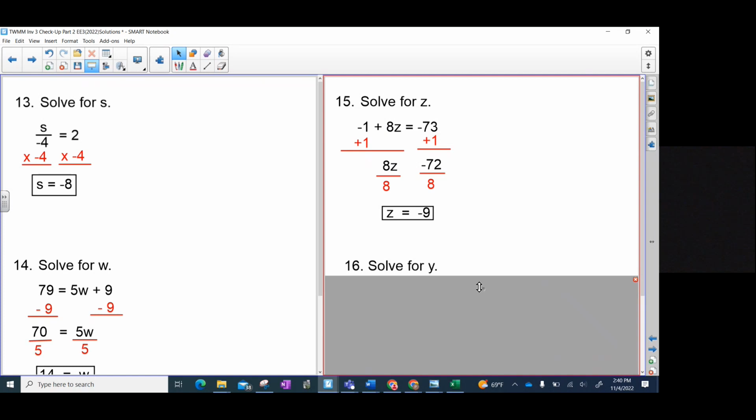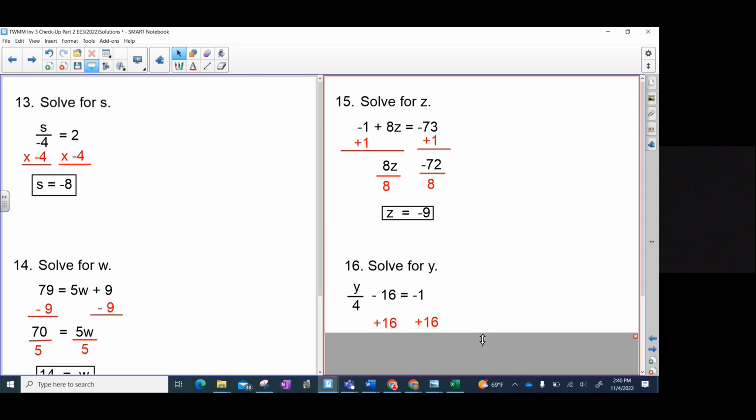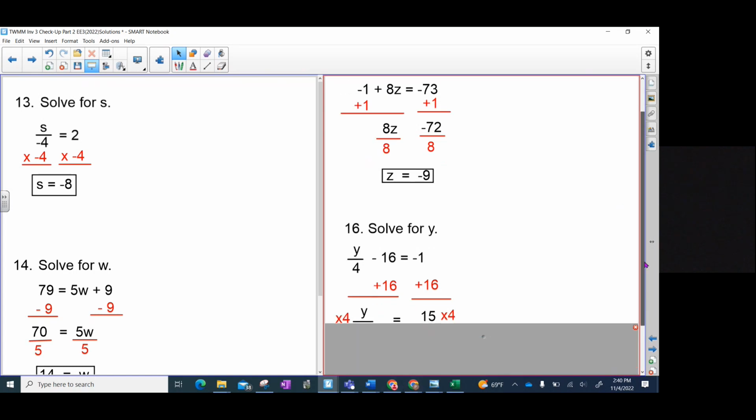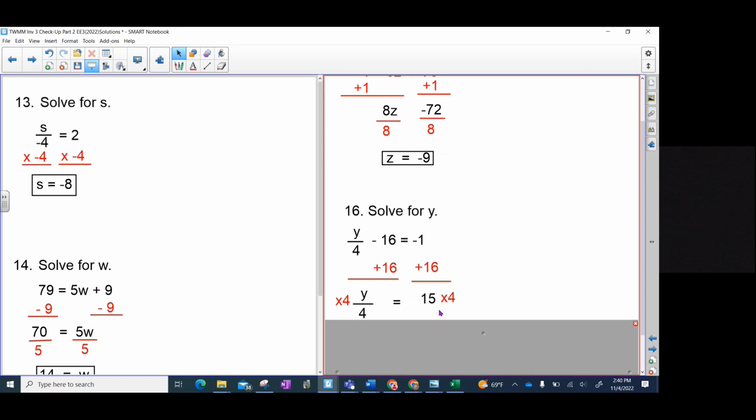16, you're solving for y. And you have y over 4, or y divided by 4, minus 16 is equal to -1. We have division and subtraction. We're going to get rid of subtraction first by adding 16 to both sides of the equal sign. And on the left, we end up with just y over 4, and on the right-hand side, we end up with 15.